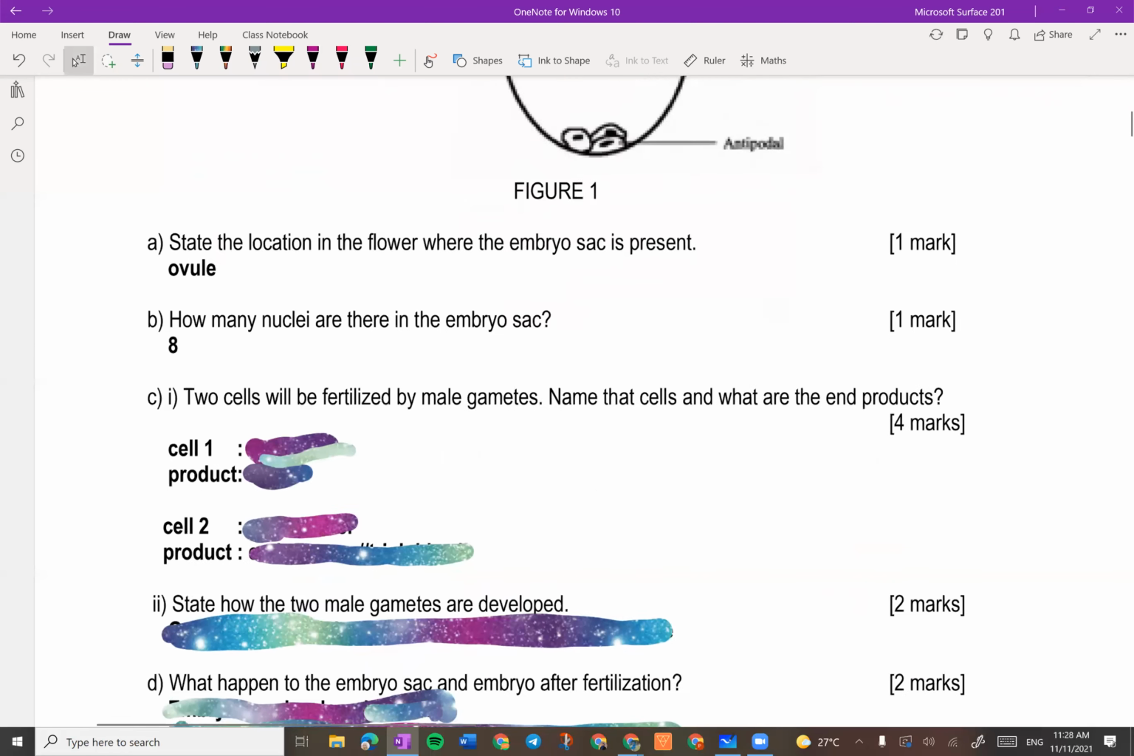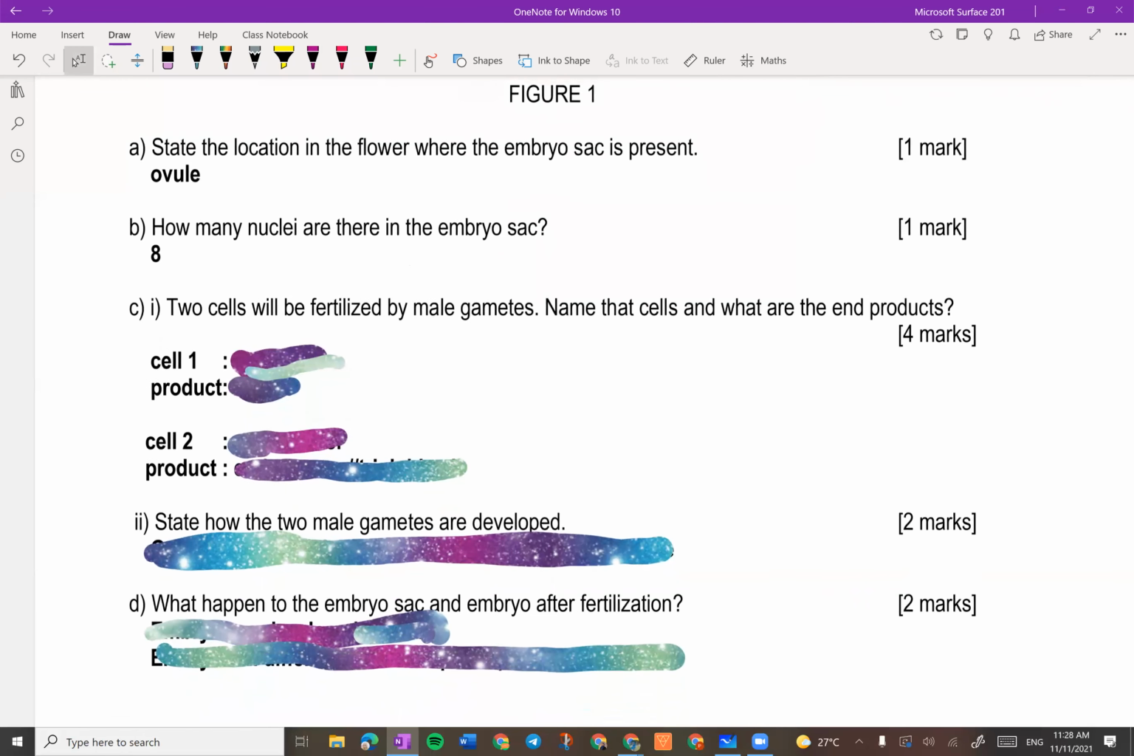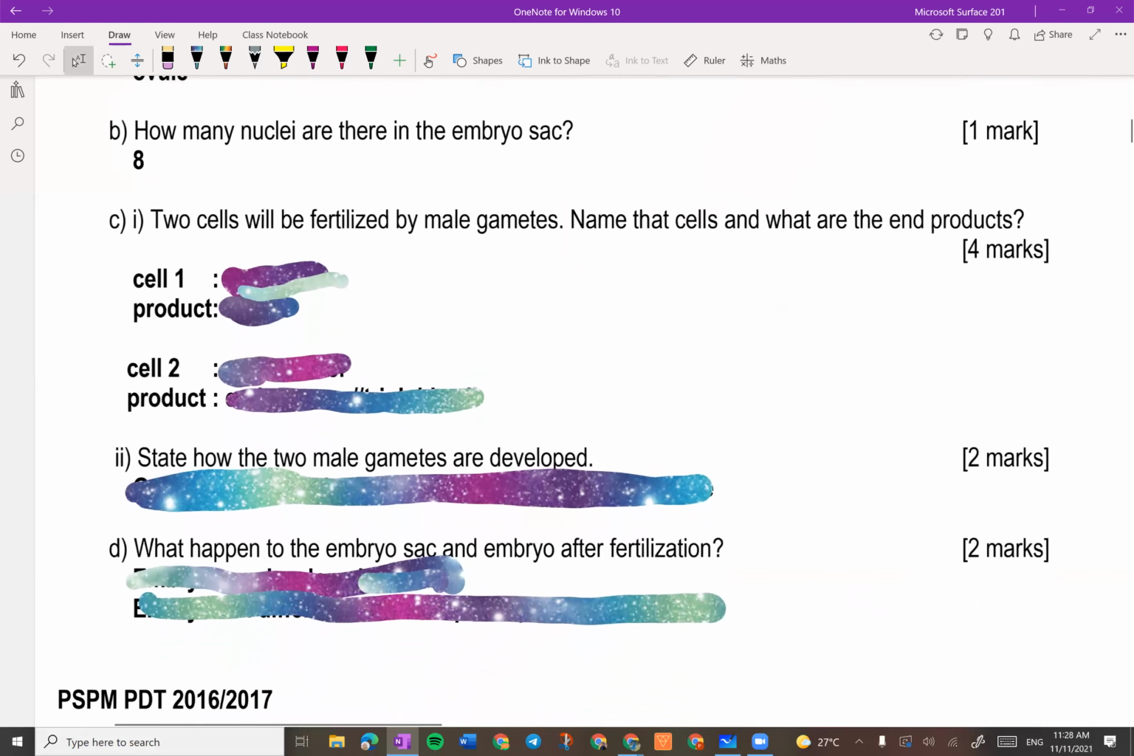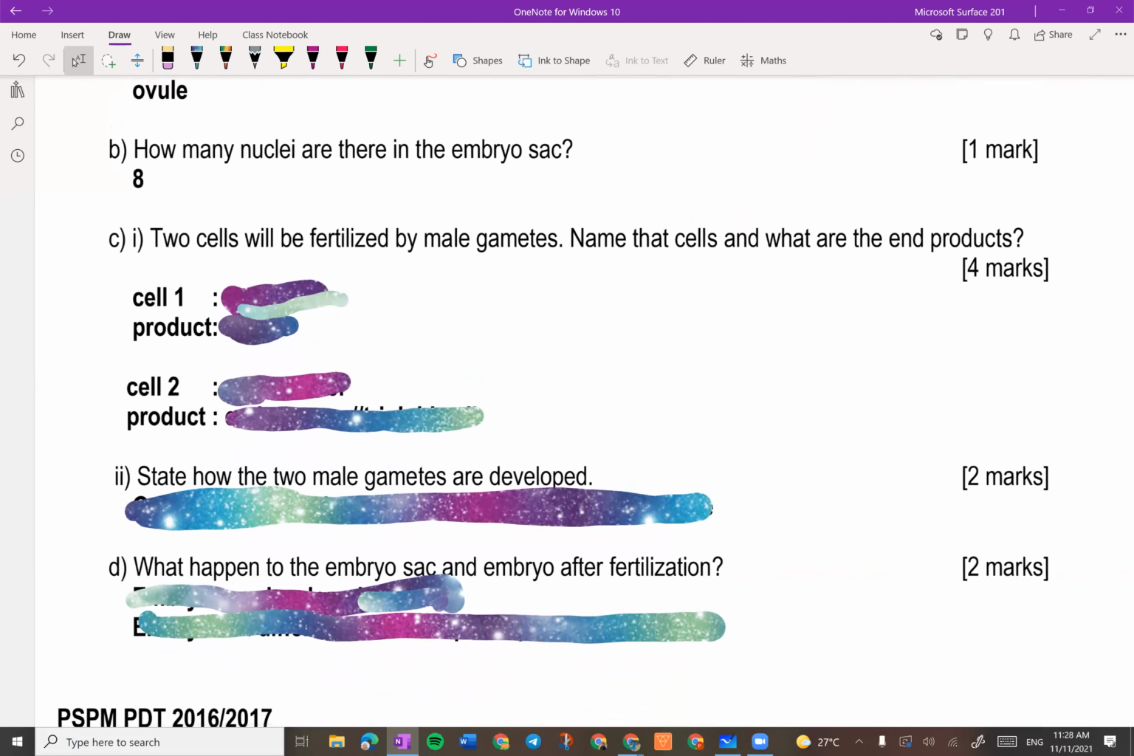Okay, 2 cells will be fertilized by male gamete. Name the cell that and what are the end product. Okay, so sel yang pertama yang akan fertilized by the male gamete, ini dalam plant punya double fertilization adalah apa? Egg cell. So what is the end product? Zygote. Sel kedua, apa dia? Polar nuclei. What is the end product? Endosperm. Good.